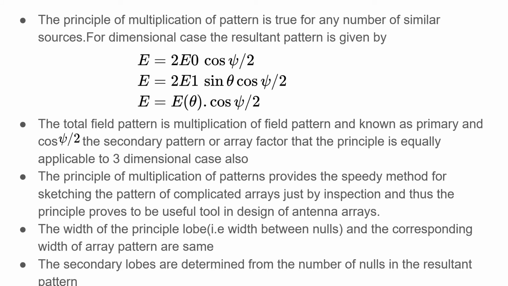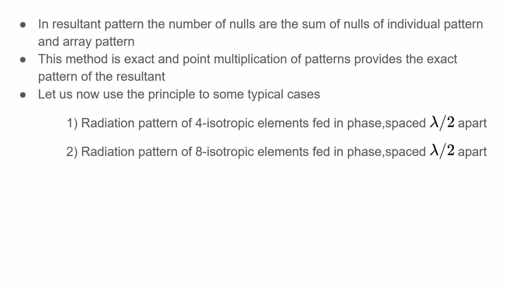So the basic concept of pattern multiplication provides a speedy method for plotting the radiation pattern of a complicated array just by inspecting the array of antennas. The width of the principal lobe, that is the width between the nulls, and the corresponding width of the array pattern will be the same. The secondary lobes are determined from the number of nulls in the resultant pattern. In the resultant pattern, the number of nulls is the sum of the nulls of the individual pattern and the array pattern.